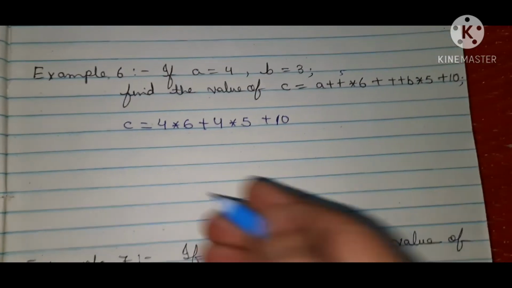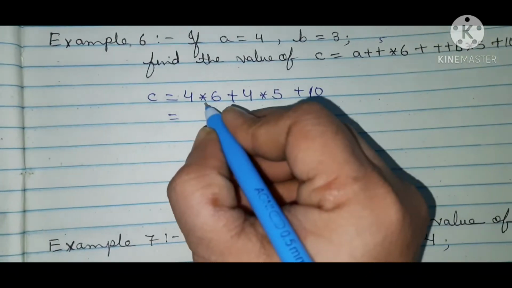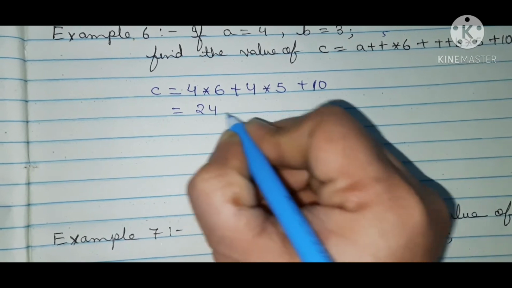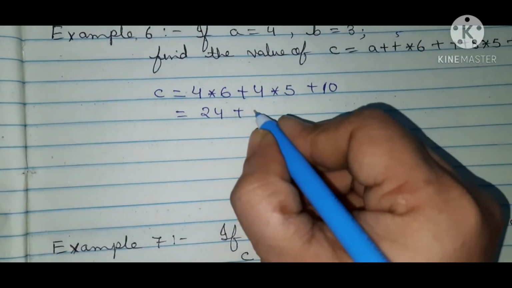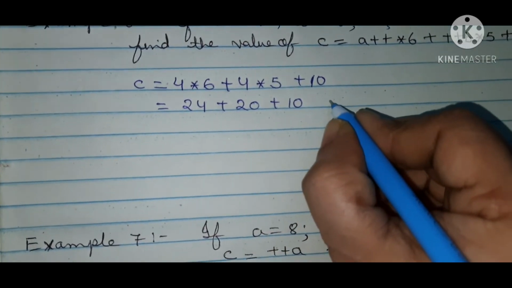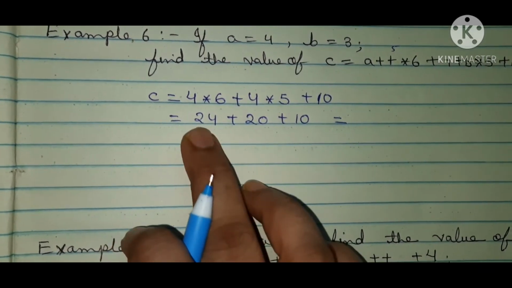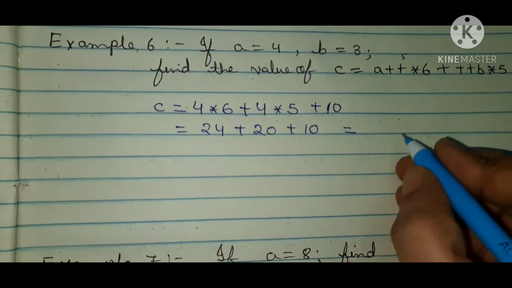Now we'll see, first we'll do the multiplication. 24, 20 plus 10. So it is 30, 54.